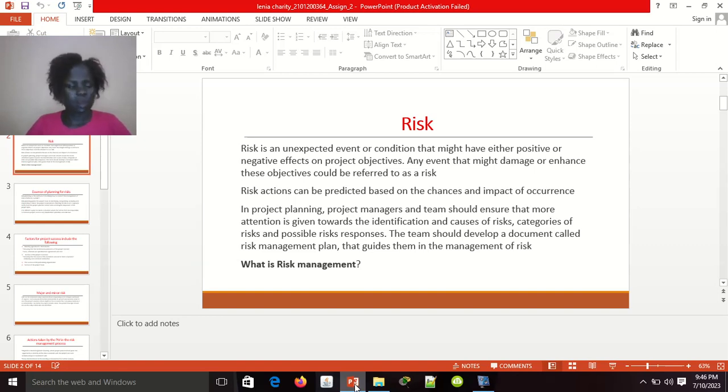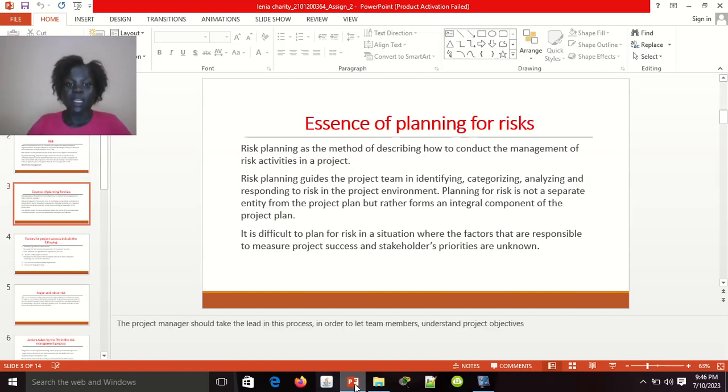So what is risk management? We all know what risk is: an event that might damage or enhance the objectives of a project. Risk management is the process of preventing or stopping a risk from occurring. There are many things you can do in order to manage the risk. You identify it, you group everything. So we're going to learn about risk management.